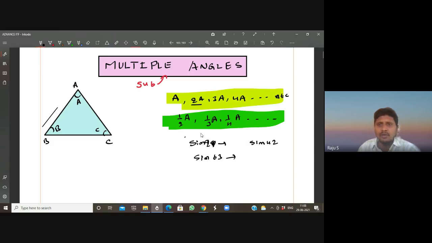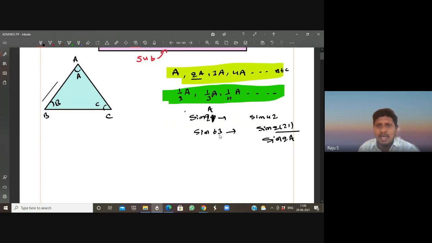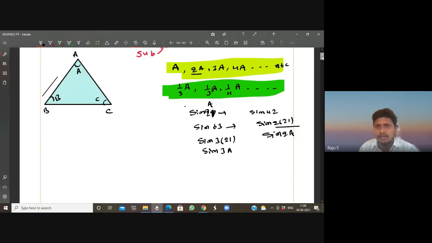Because we know that 42 can be written as sine 2 into 21. You can apply the 2 theta formula. It is in the form of sine 2A. If I consider 21 as angle A, then you can apply the sine 2A formula. If they ask sine 63, it can be 3 times 21. It is in the form of sine 3A, sine 3 theta. With the help of multiple angles, we can easily find sine 63. This is the reason we can multiply with 2, 3, like that.